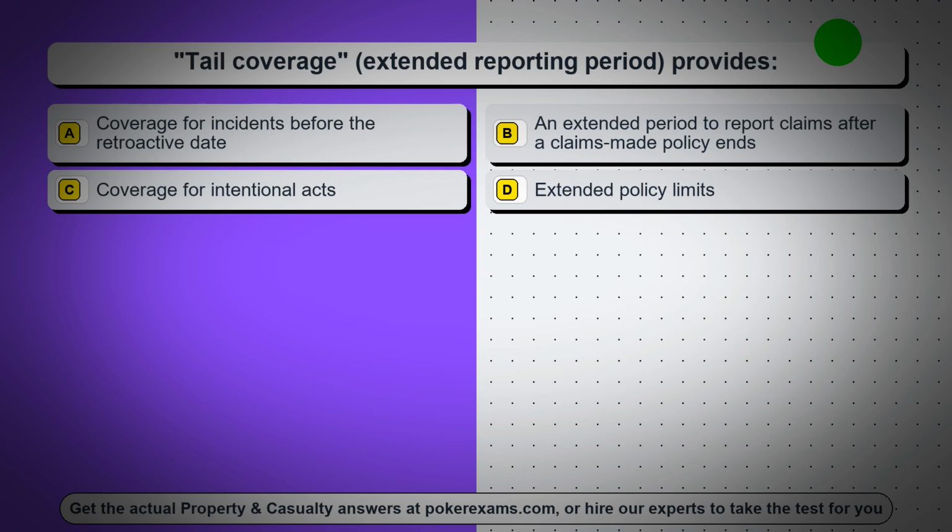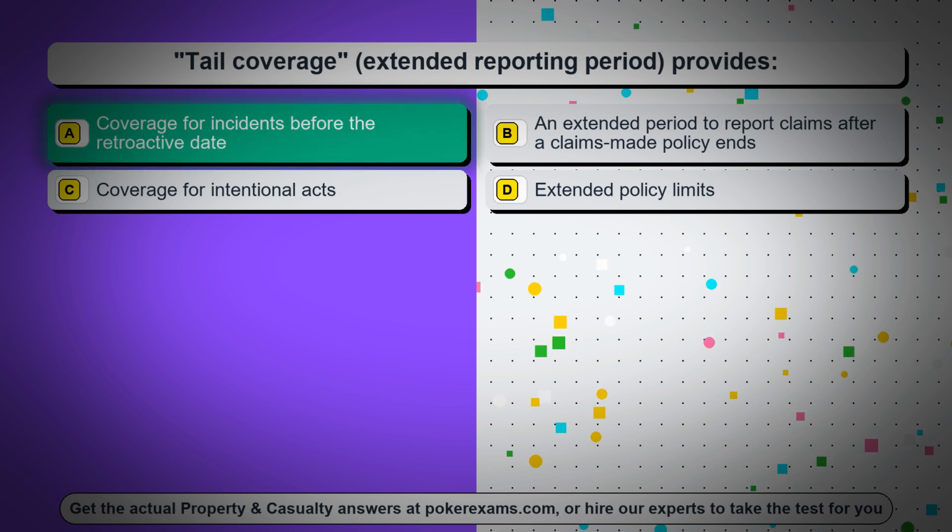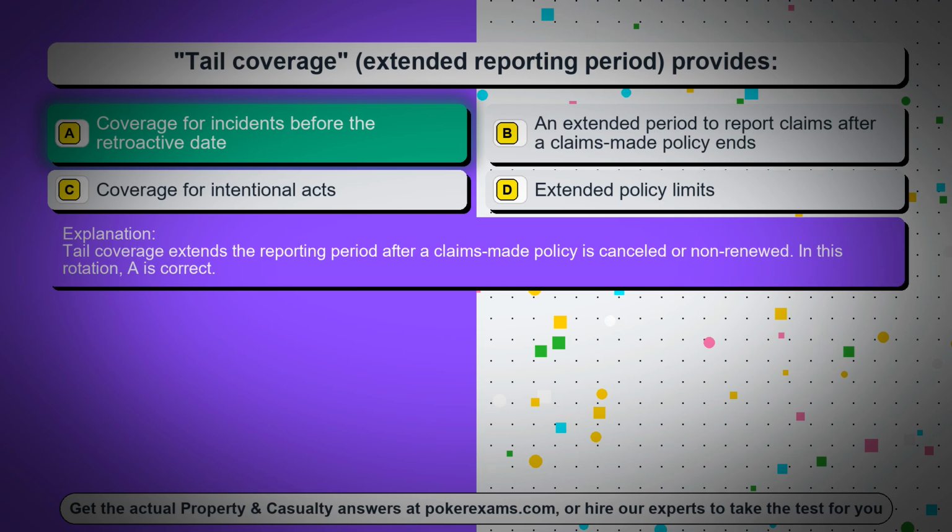Question 51. Tail coverage, extended reporting period, provides option A, coverage for incidents before the retroactive date. Option B, an extended period to report claims after a claims-made policy ends. Option C, coverage for intentional acts. Option D, extended policy limits. The correct answer is option A, coverage for incidents before the retroactive date. Tail coverage extends the reporting period after a claims-made policy is cancelled or non-renewed. In this rotation, A is correct.